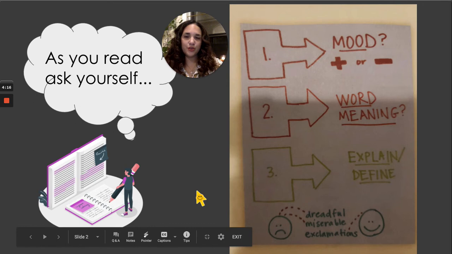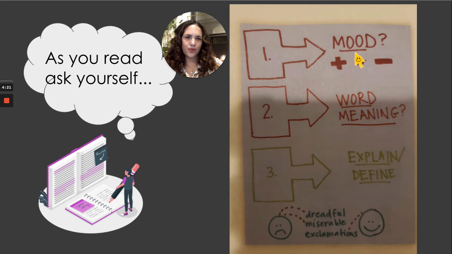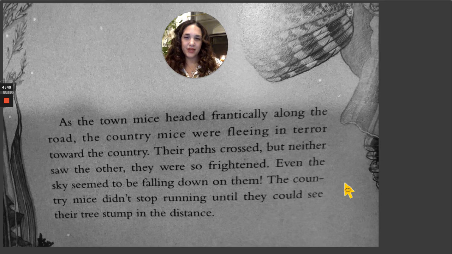As you read, you want to ask yourself these questions. First, what's the mood? Is it a positive mood or is it a negative mood? Then, think about the word meaning, right? What is that word trying to tell me? And then explain it. Explain and define the word. Don't just skip over it. Try to explain it within what you read. Are you ready? Let's read this together.